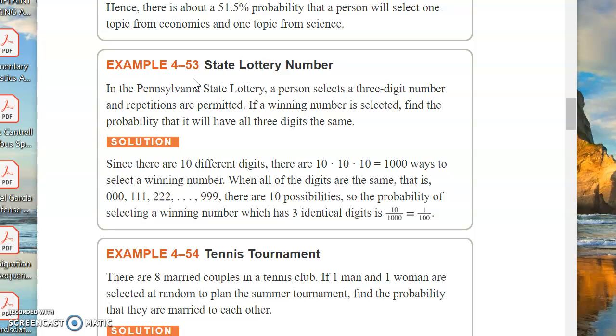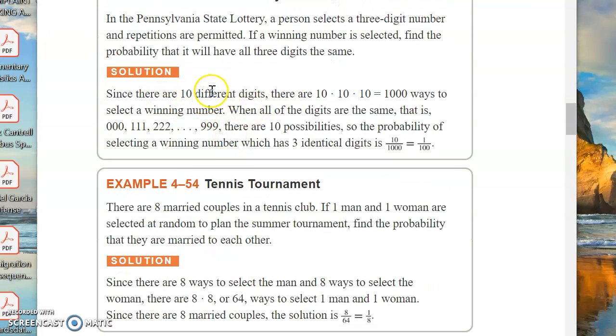So here's the question. If a winning number is selected, find the probability that it will have all 3 digits the same. Repetitions are permitted. That's a key point. There are 10 different digits, 0, 1, 2, 3, 4, 5, 6, 7, 8, 9. So that means that there's 1, 2, 3. There's 3 numbers that you pick.